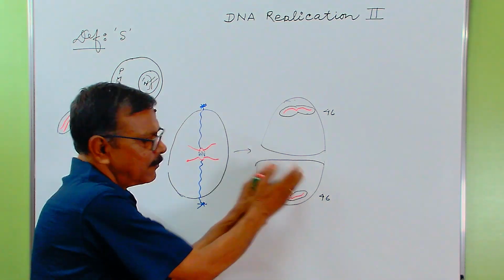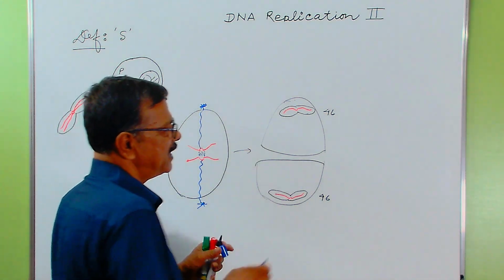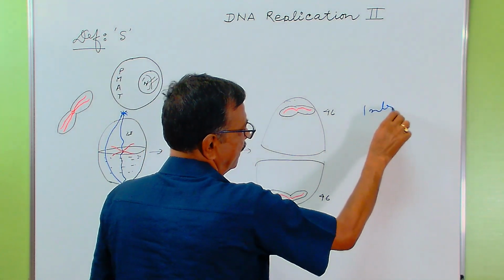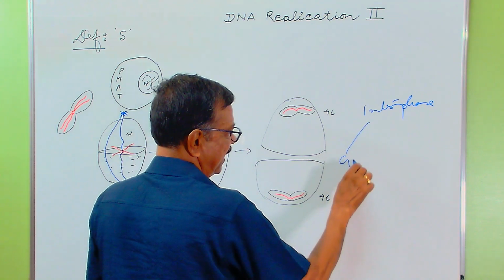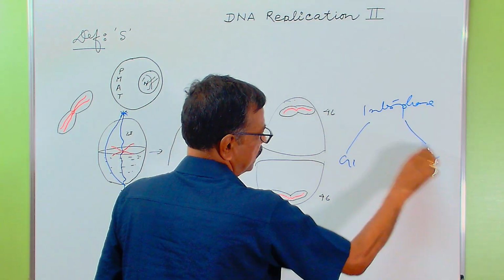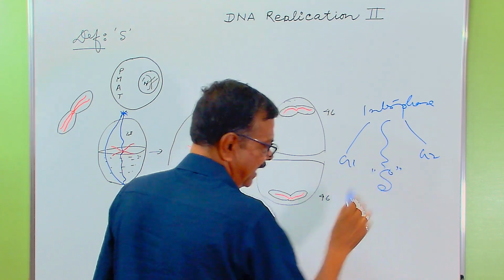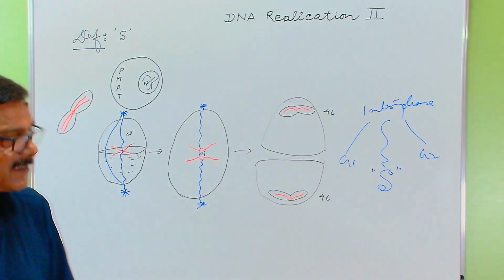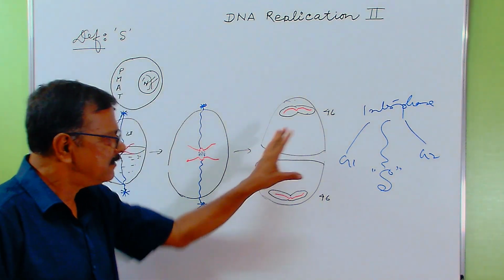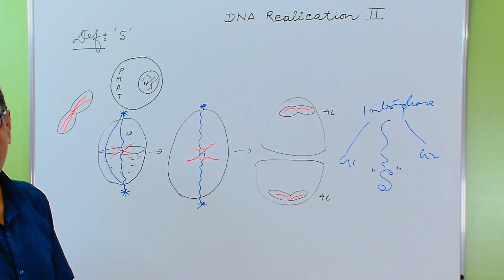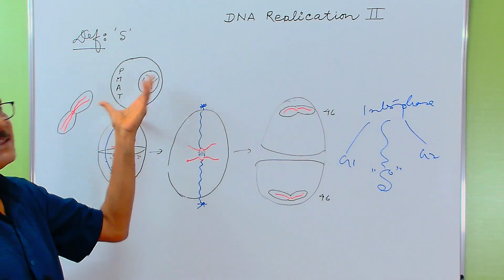And after this cytokinesis, the cell will take rest. That is known as interphase. Interphase is divided into gap 1, gap 2, and the synthesis phase. Clear? In this synthesis phase, after the daughter cell has been produced, they are not able to reproduce or go for another division.